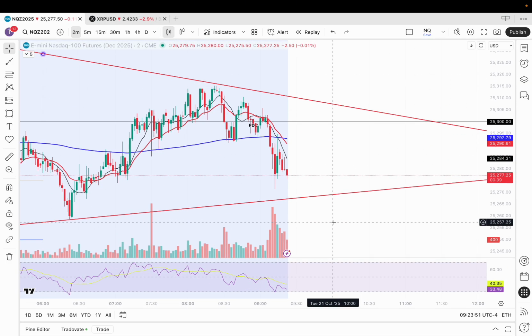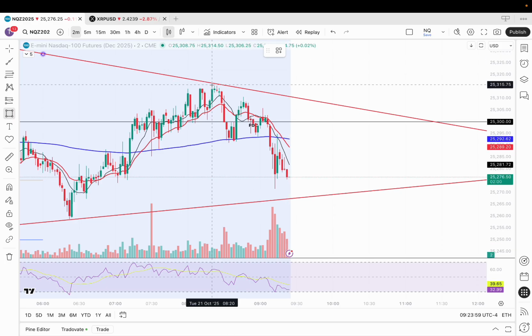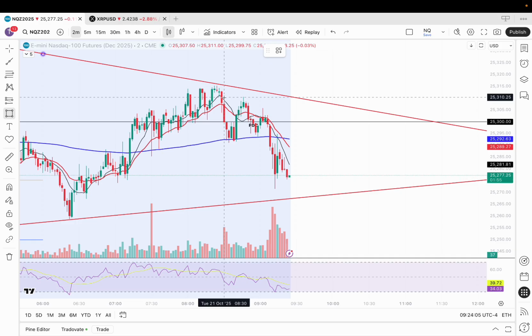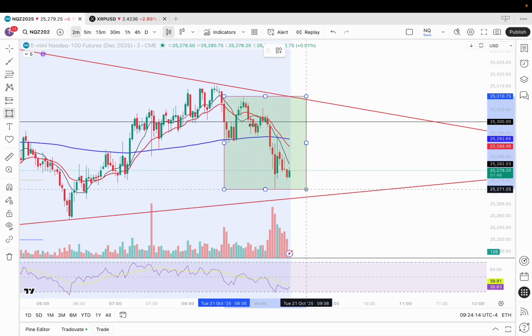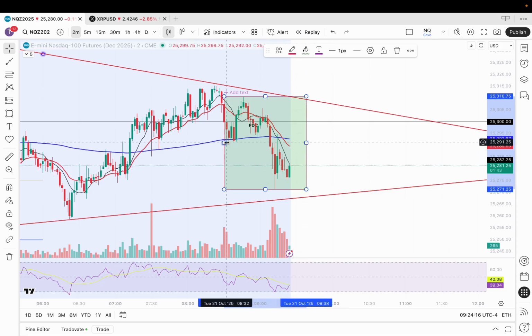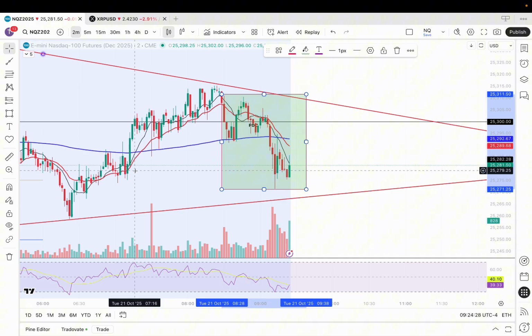Let me draw my Fab 4 box. Again, for the Fab 4, you go back to 8:30. I'm going to draw a box around the price action from 8:30 all the way to the current price action, which is right down here. And that just happens to grab the 200, the 20, and the 9 with it. This is your Fab 4, and look how it coincides with this triangle. It's pretty cool, huh?